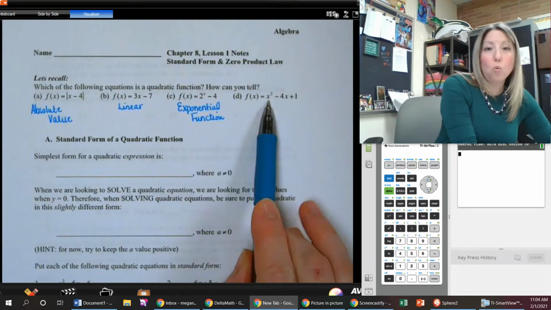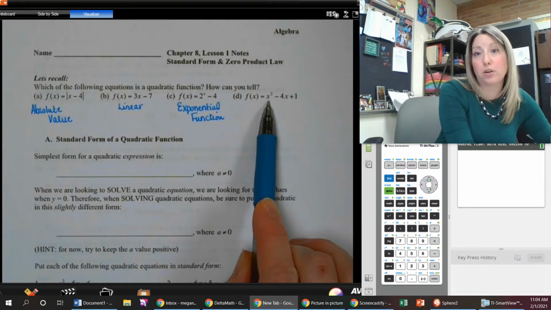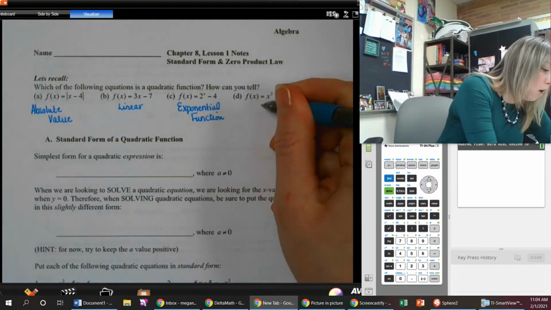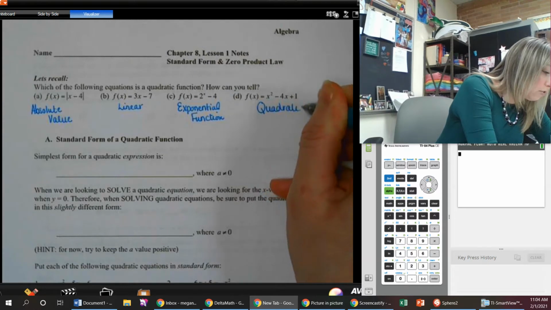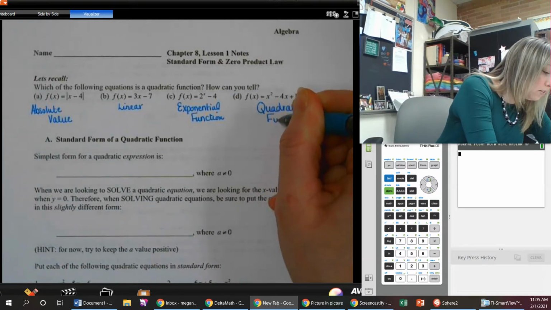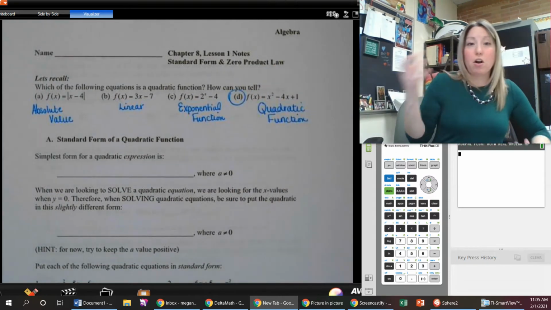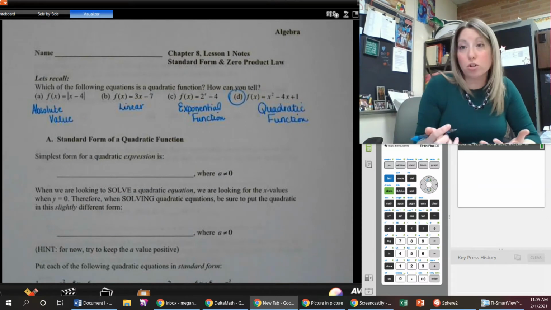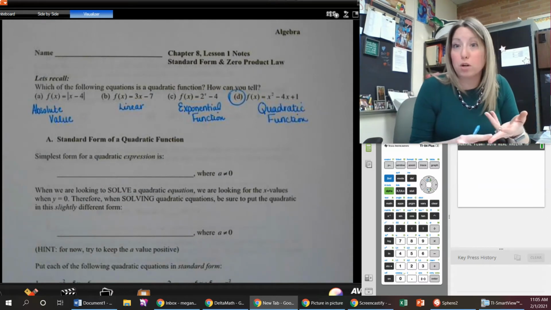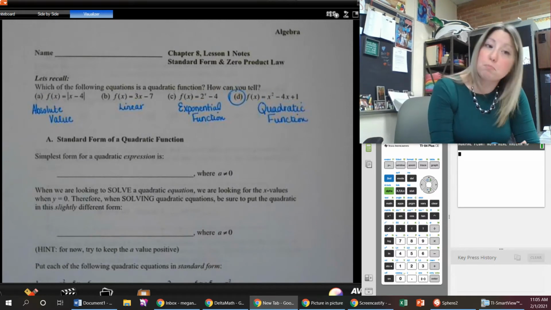Lastly, when you have an x squared as your highest present exponent, we call that a quadratic function. So which of these was the quadratic function? That would be D. I did take the time to list out all the other types of functions that we need to be able to recognize. There's a couple more too: cubics, cube root, square root. Those are other types of functions we have to be able to recognize by their equation.